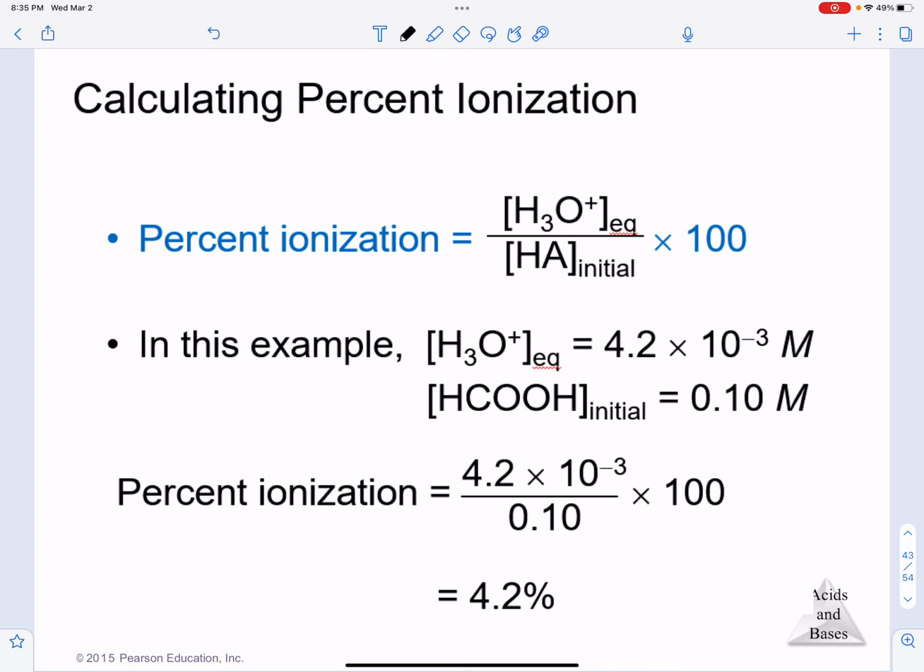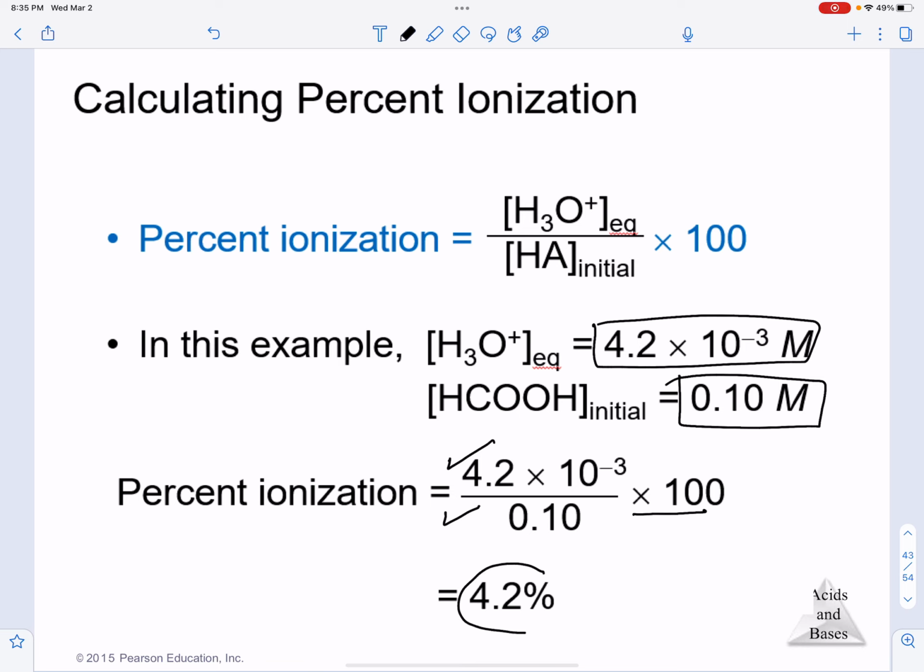Because we said, okay, the hydronium concentration was 4.2 × 10^-3. The initial concentration was 0.10. When we take the ratio of the hydronium to the initial and do the percentage, we get 4.2%. So that basically means from every 0.10 molar of the formic acid, only 4.2% of it became hydronium. In this case, 4.2 × 10^-3.